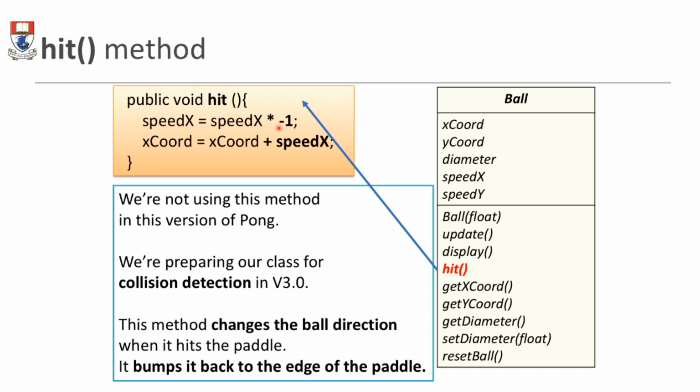For the current version of Pong, we're not actually using this yet, but we will be using it shortly in version 3. This method changes the ball direction when it hits the paddle, bumping it back to the edge of the paddle.